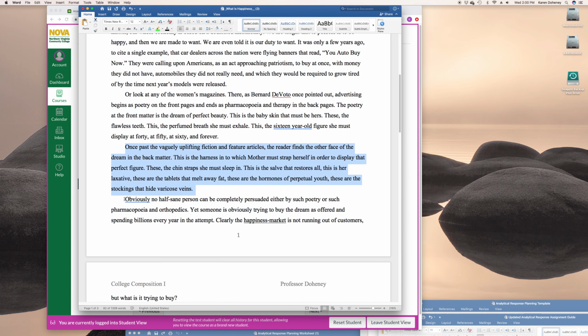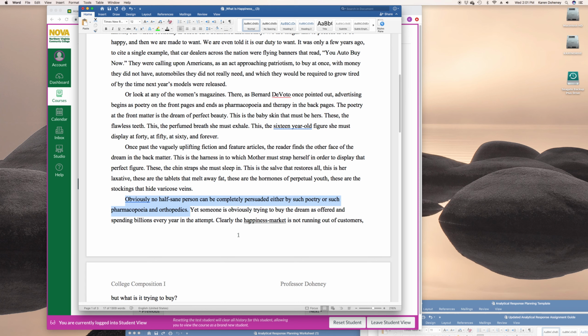Well, look down here. He says obviously, so which is kind of an obviously word, rude word. No half sane person can be completely persuaded by either such poetry or such pharmacopoeia and orthopedics. I'm asking you guys to look this one up, but really quickly, it means kind of the medicine and medical devices that we use to keep ourselves healthy. And so this line right here is very, very ironic, almost bordering on sarcasm, right?